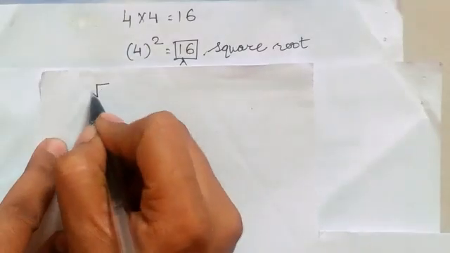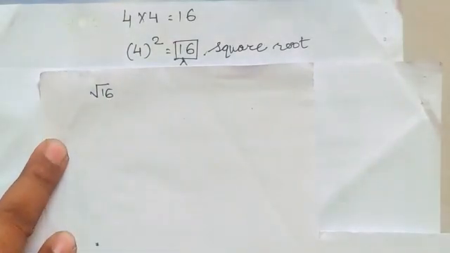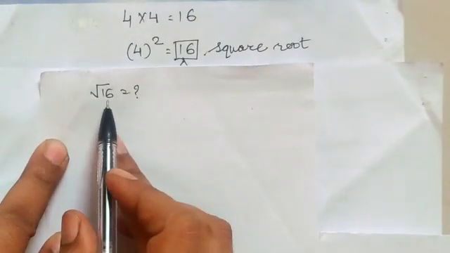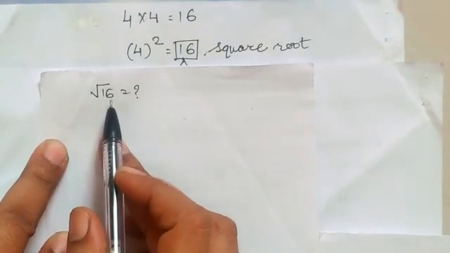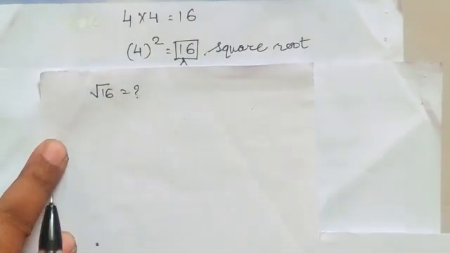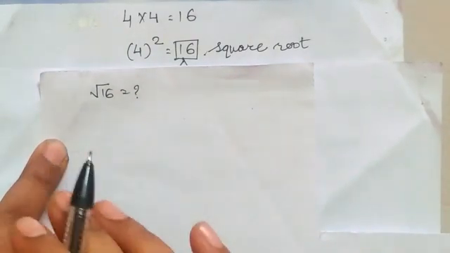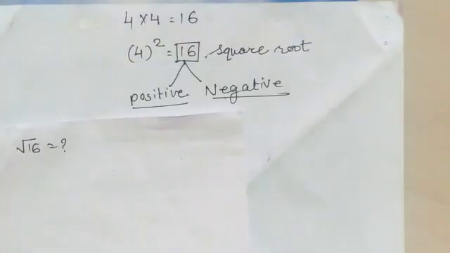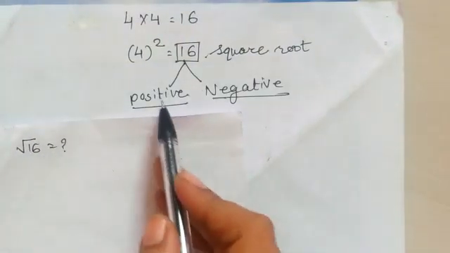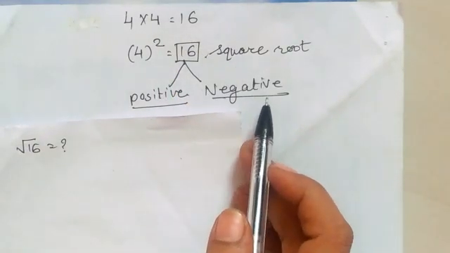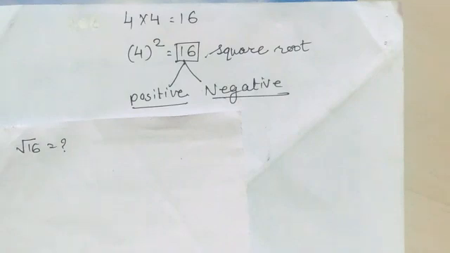So, this is the symbol of square root of 16, and if it is asked to you, the question may come in your mind that the answer is 4, as we know, but it might be positive and it might be negative. It means the square root of 16 might be positive also and might be negative also. So how will we get the idea which is the correct answer?